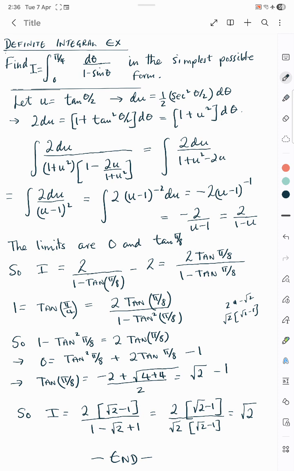Right, so that then means that I equals 2 bracket root 2 minus 1 all over 1 minus bracket root 2 minus 1, which is 2 bracket root 2 minus 1 over root 2 bracket root 2 minus 1, which is square root of 2. And that's the final answer.